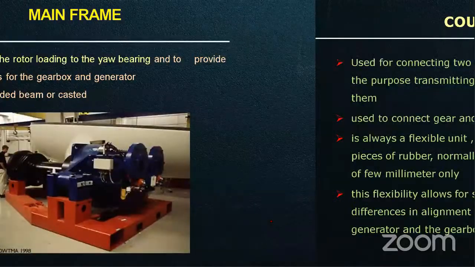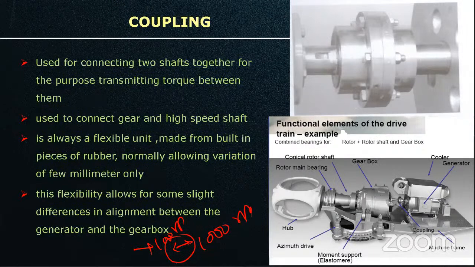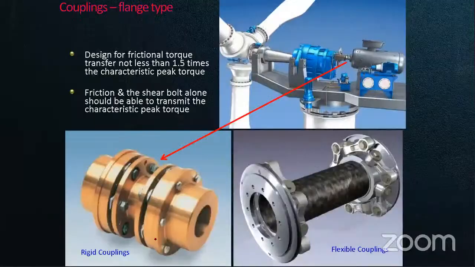Next, the coupling. The coupling just couples the generator and the gearbox. The generator needs 1,000 RPM, and the gearbox output will also be 1,000 RPM. In between, we need couplings. It should always be a flexible coupling, because if there is even a small misalignment, it will simply break and damage the shaft. In order to avoid such things, mostly they use a fluid coupling or a flexible coupling. So this is the coupling.